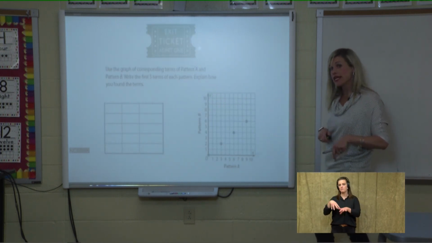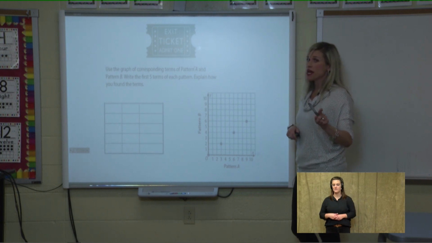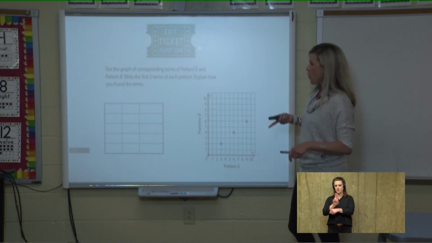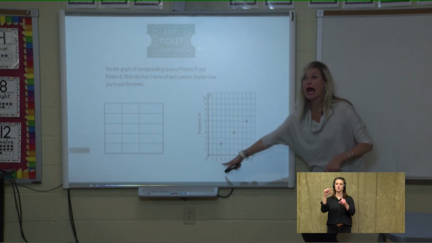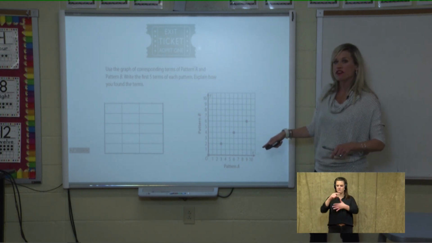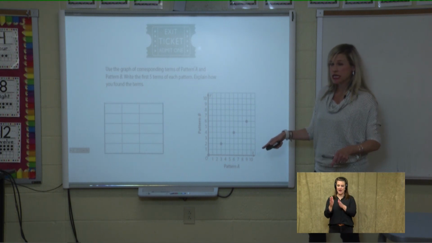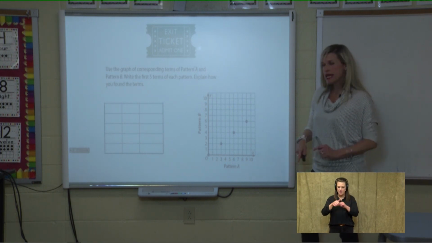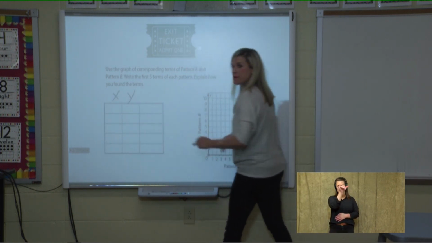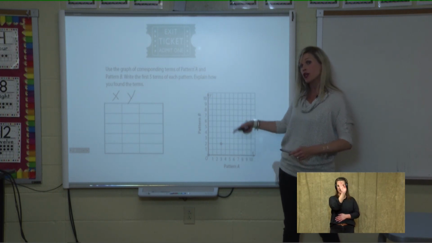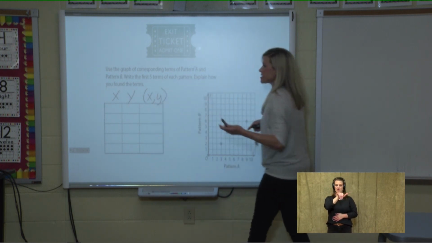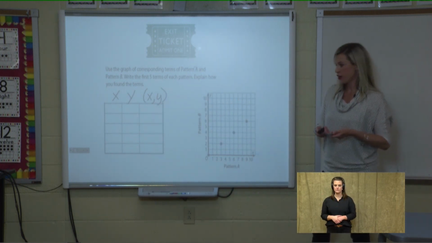All right, let's take a look. Here's our exit ticket for today. Now remember what I said. I always check your exit ticket. So on Monday, we're going to start off looking at this. It says use the graph of corresponding terms in pattern A and B. You're going to write the first 5 terms of each pattern. We're going to see how we found those terms. So I'm going to help you out with the first one. Remember, this is X and this is Y, or pattern A and pattern B. And then remember that this is X and Y put together.